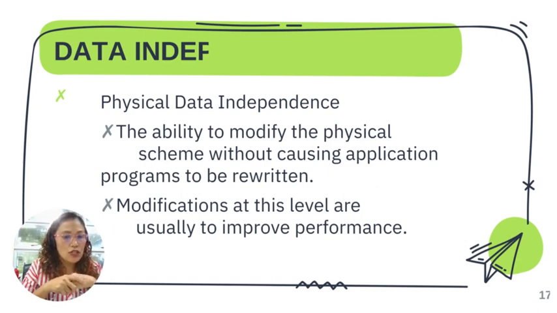Okay, so modifications at this level are usually to improve performance. So you may add indexes, add triggers, and so on and so forth. So that's physical data independence. So whatever changes you made in your database at the physical level, it should not cause your application programs to be rewritten.